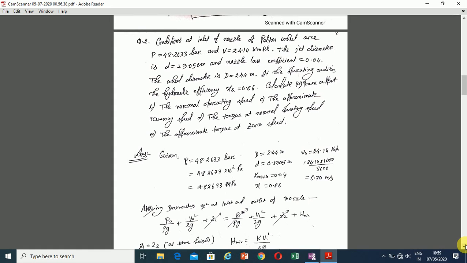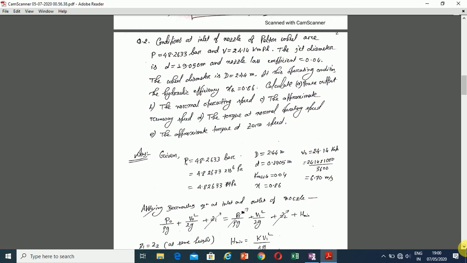In the second question, we are given conditions at the inlet of the nozzle of a Pelton wheel: P is equal to 48.2633 bar and velocity, that is V is equal to 24.14 km per hour. The nozzle diameter is d is equal to 19.05 cm and nozzle loss coefficient is equal to 0.04. The wheel diameter is D is equal to 2.44 meter. At this operating condition, the hydraulic efficiency is 0.86. Calculate power output, the normal operating speed, the approximate running speed, the torque at normal operating speed, and the approximate torque at zero speed.